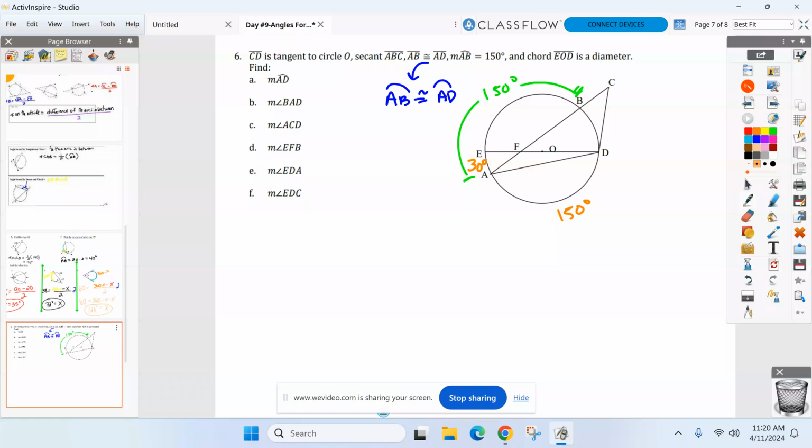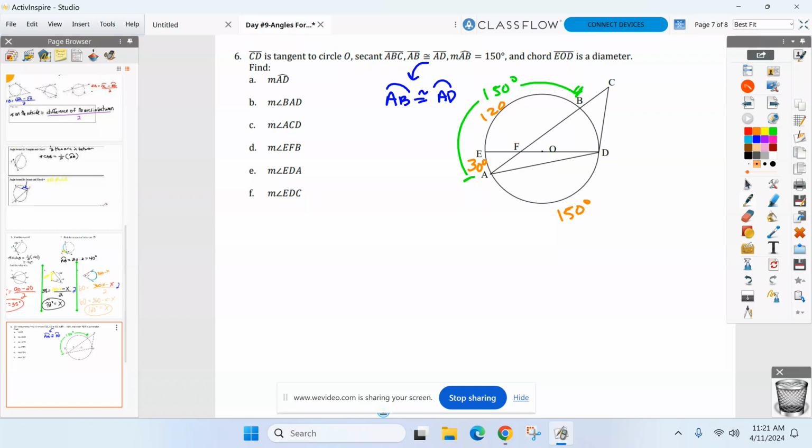How about arc EB? Don't overthink this one. Arc EB. How many degrees in arc EB? Don't overthink it. 120. Why 120, Josh? Because 150 minus 30. I gave you at the beginning of the problem, arc AB was 150. Part of it was 30. Well, the other part's got to be 120 to add to 150.